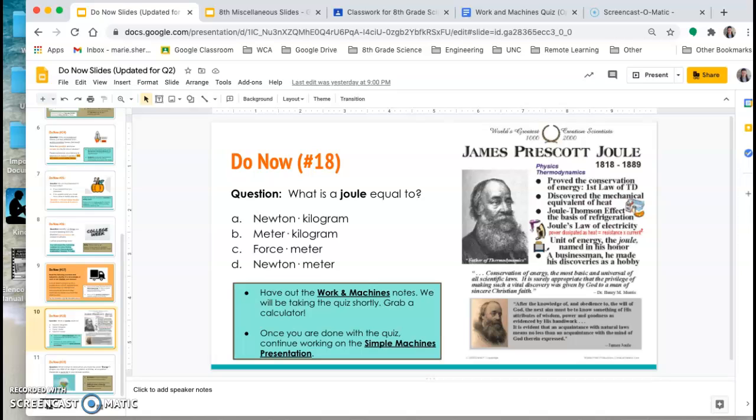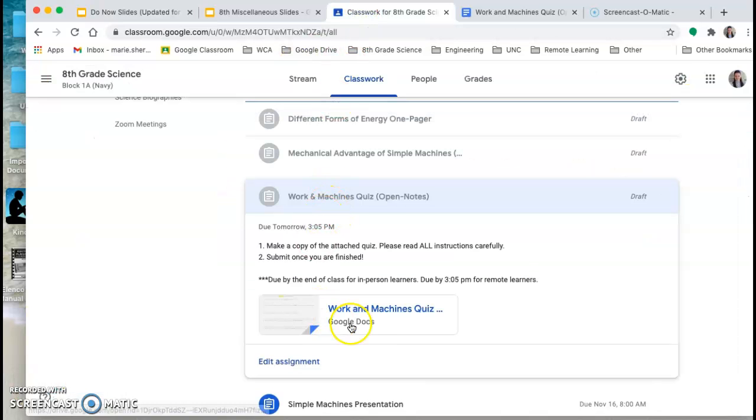Otherwise, once you have completed today's Do Now, you can move on to the Work in Machines quiz, which again is open notes. So you can use the notes that you worked on 2 class periods ago and have a calculator with you as well. The quiz will be posted to Google Classroom.